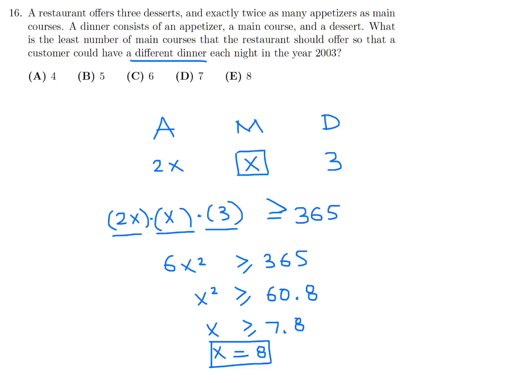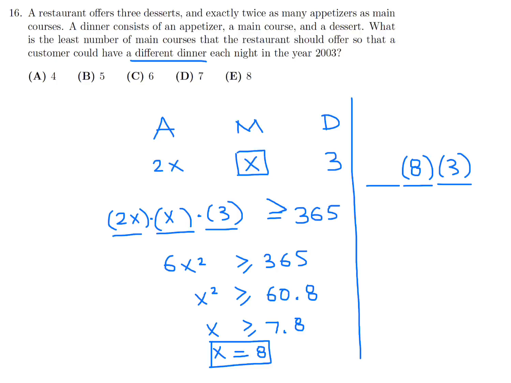Because it has to be an integer, right? So let's see. If X is indeed 8, what is the number of combinations? We'll have appetizers, main courses, and desserts. If X is 8, that means there's 8 main courses.